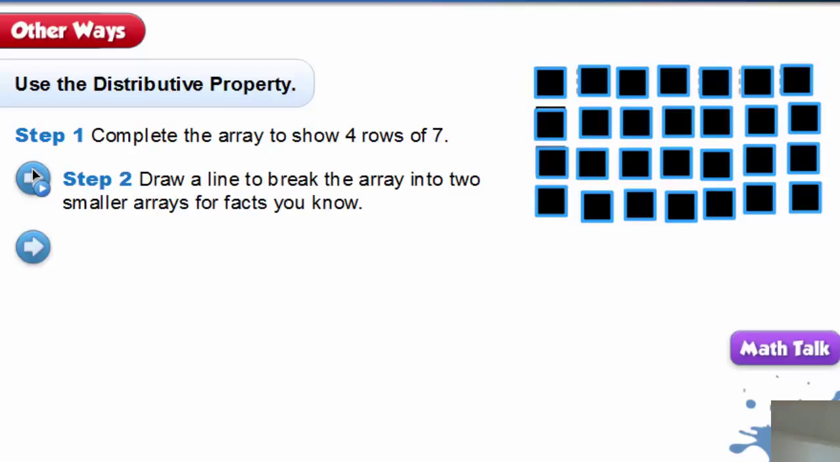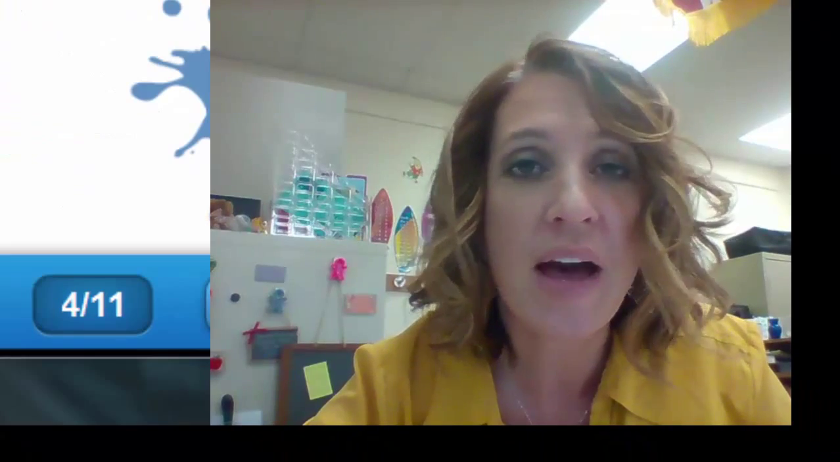Step 2, we're going to draw a line to break the array into 2 smaller arrays for facts that we know. Well, let me think. I know my 2s and my 5s. Those are easy. So I'm going to draw a line right here so that now I have 2 in each of these rows, and here I have 5 in each of those rows. I know my 2s and 5s like I know the back of my hand.